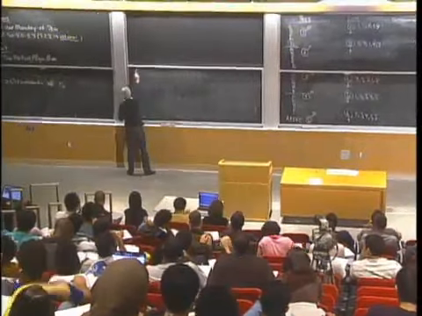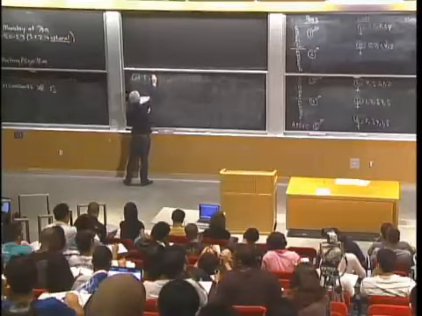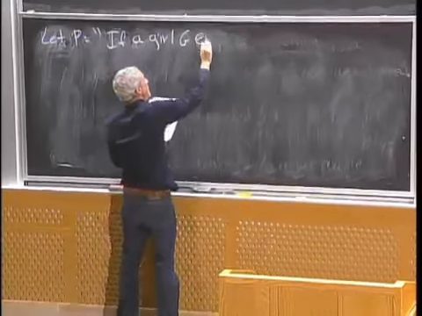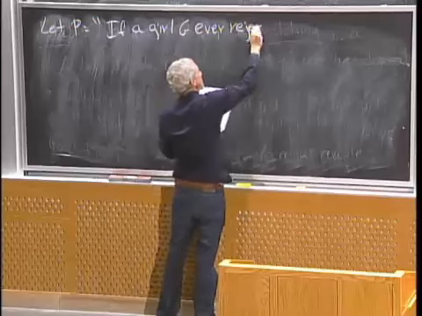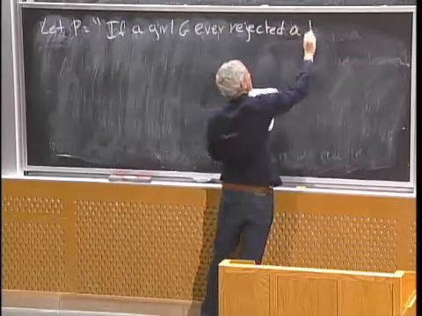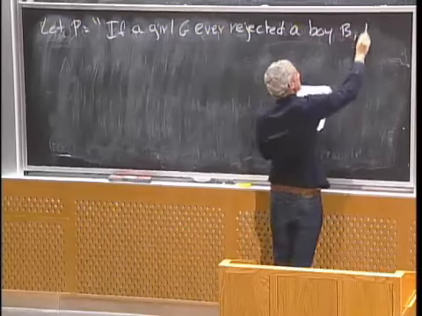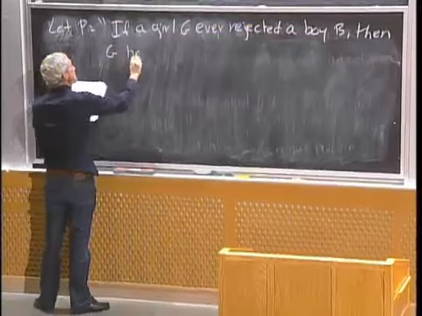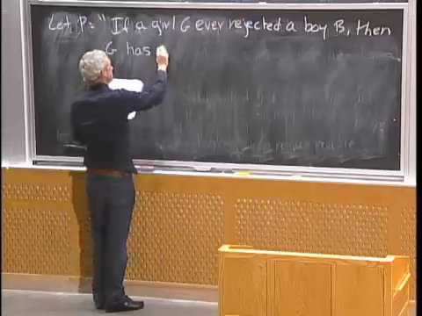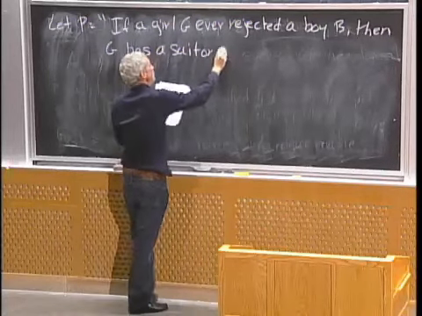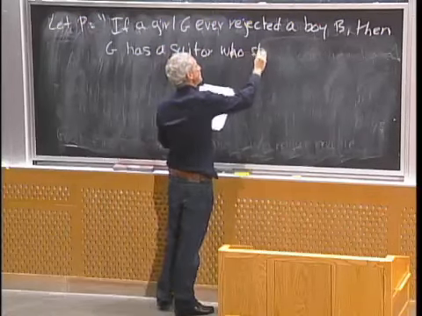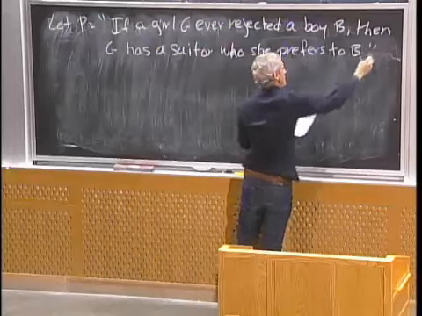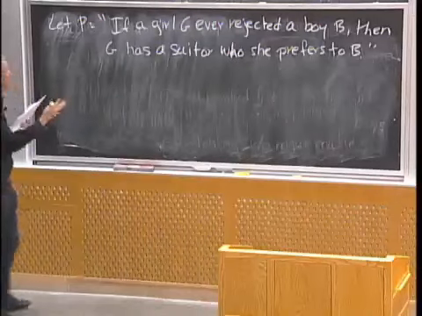Okay, so we're going to let P be our invariant here. P is the statement that if a girl, G, ever rejected a boy, B, then the girl, G, has a suitor, or if the algorithm is terminated, a husband, who she prefers to B. All right, that's going to be our invariant, and now we've got to prove it's an invariant.